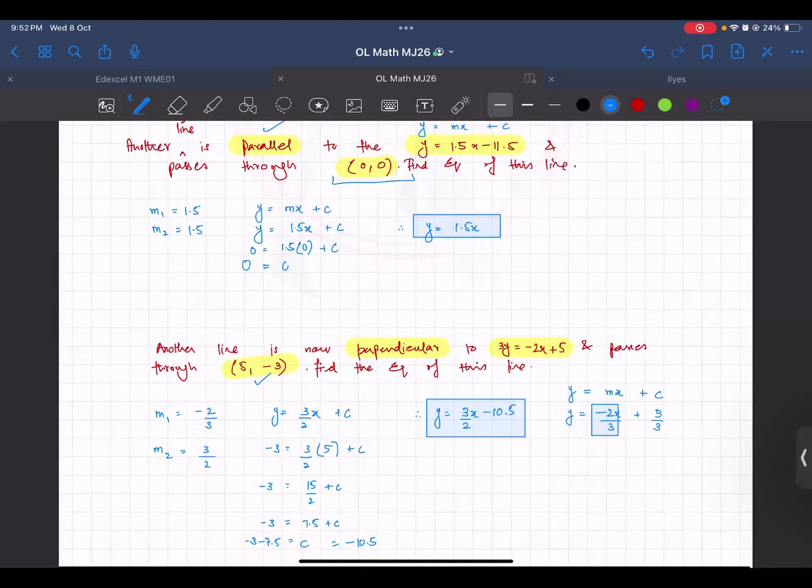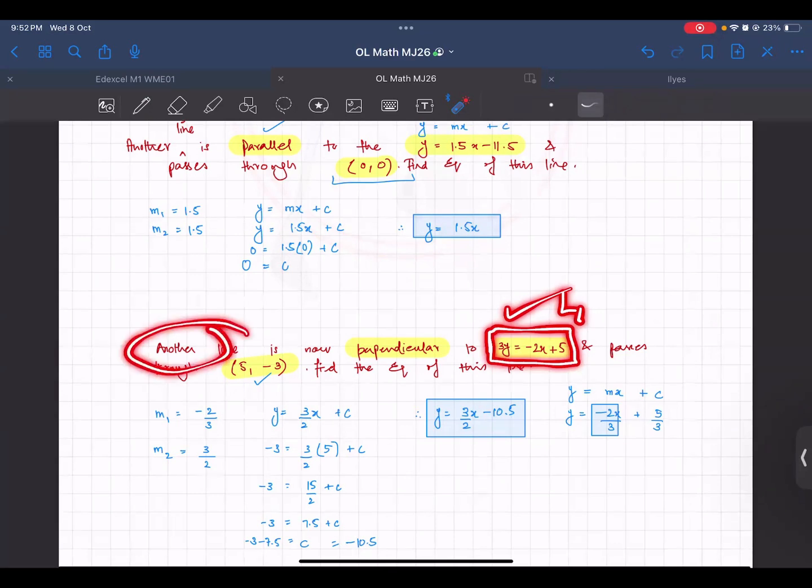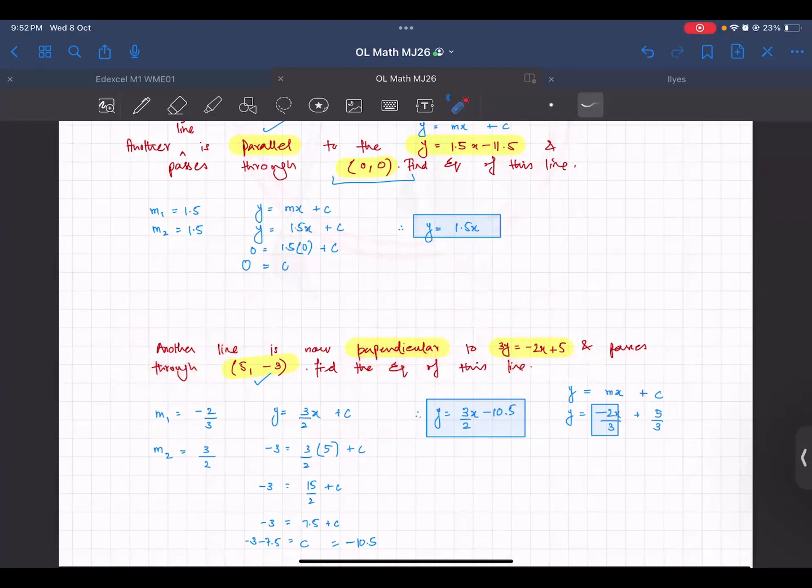Another line, they have told you that there is a new line which is perpendicular to the line which they have given to you. This is the equation of the line given. This is your line 1. And there is a new line, line 2, which is perpendicular. So line 1 is perpendicular to line 2. And then they have given you that line 2. The new line is passing through this point, 5 comma minus 3.